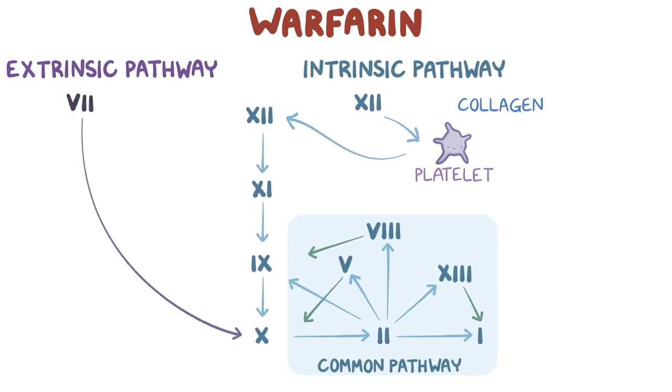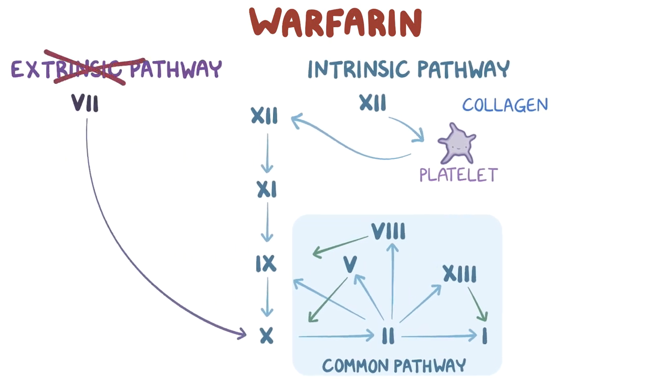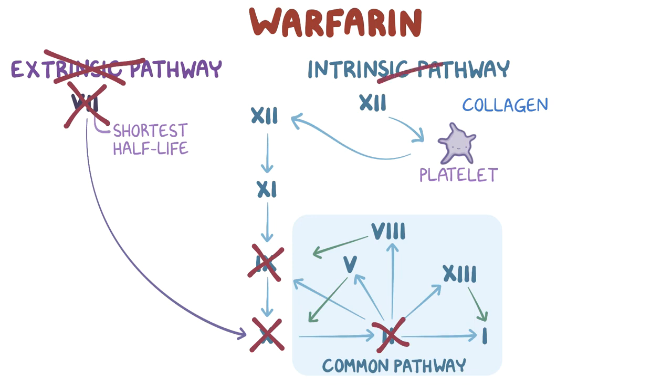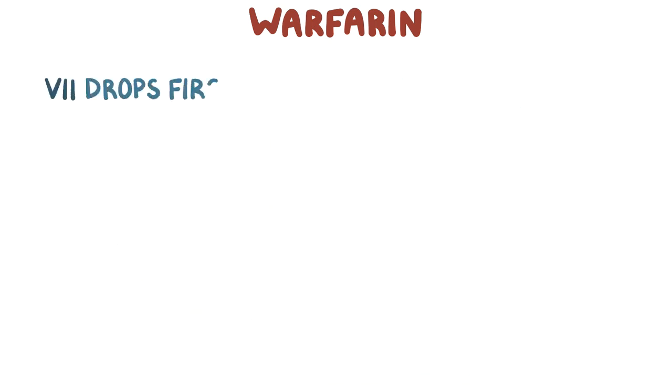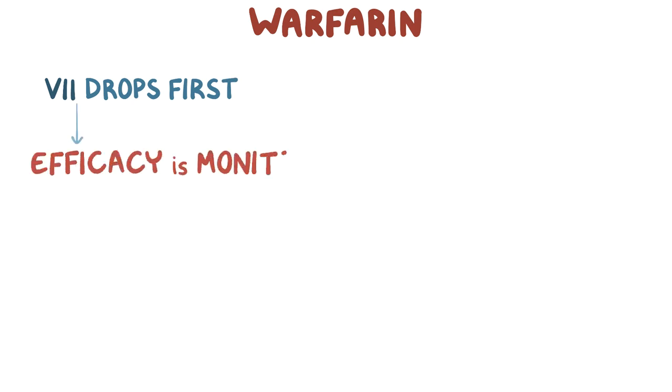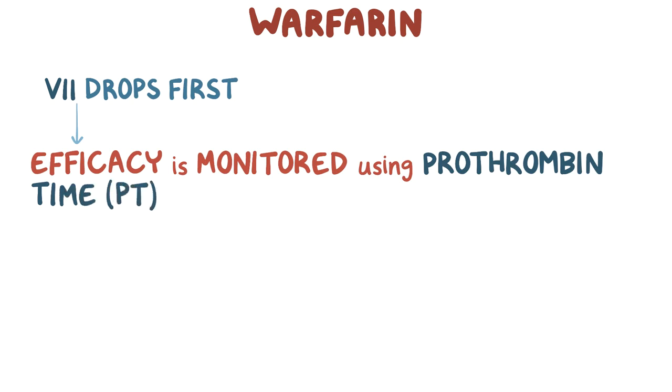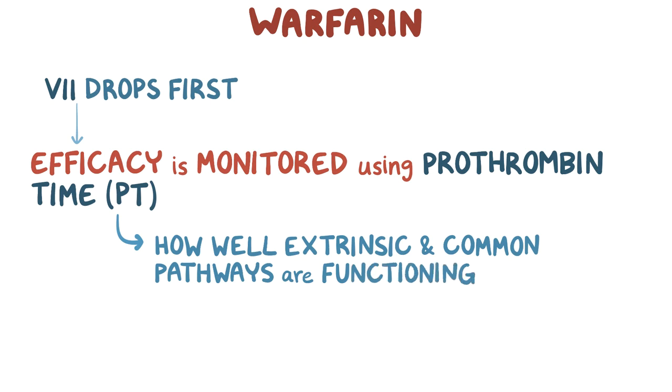Warfarin is taken per oral, and it affects the extrinsic pathway first, since factor 7 has the shortest half-life, and it's the first coagulation factor to run out. Next, levels of factor 2, 9, and 10 also drop, causing inhibition of the intrinsic and common pathways. Since factor 7 drops first, warfarin's efficacy is monitored using a blood test called prothrombin time, or PT, which is a measure of how well the extrinsic and common pathways are functioning.